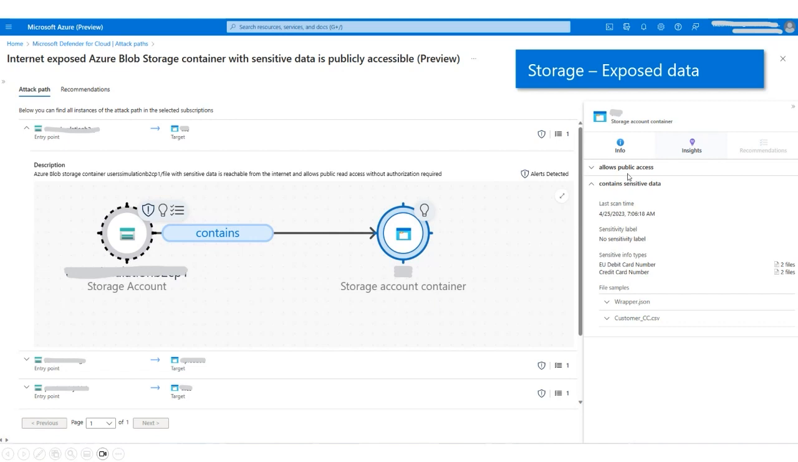So for example, in this example, you can see that we identified two sensitive information types, like an EU debit card and a credit card. And we are also giving you evidence of where we found it, for example, on wrapper JSON and customer CC.